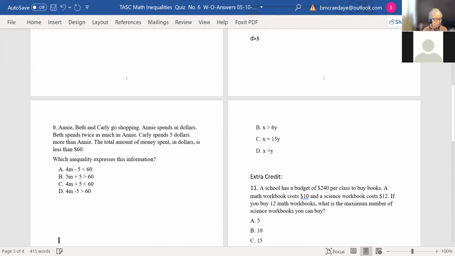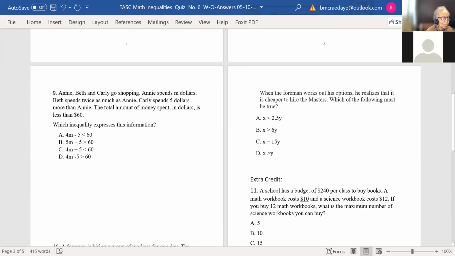How do you solve this one, Maureen? Number 9. Read it, Maureen. Annie, Beth, and Carly go shopping. Annie spent $M. Beth spent twice as much as Annie. Carly spent $5 more than Annie. The total amount of money spent in dollars is less than $60. Good. Which inequality? Keep going.